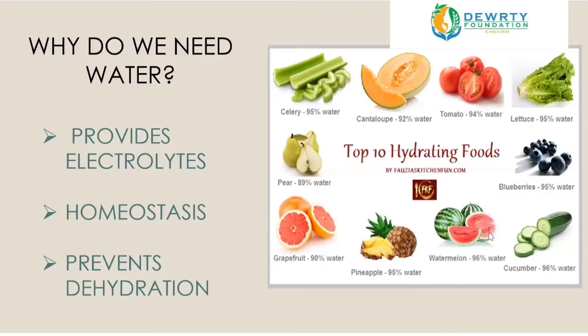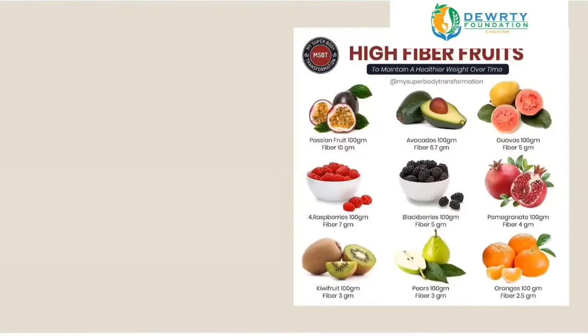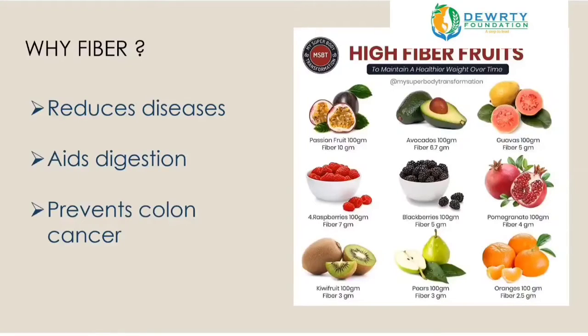Then comes fiber. Here are some examples of high fibrous fruit which we should definitely take for good digestion. Now the importance of fiber in our body. First, it reduces diseases like many heart diseases and blood pressure problems. It helps in aiding that many diseases. And as I said earlier, it aids in digestion. Then it prevents colon cancer. Colon is basically a part of our large intestine. So it also helps in preventing colon cancer.